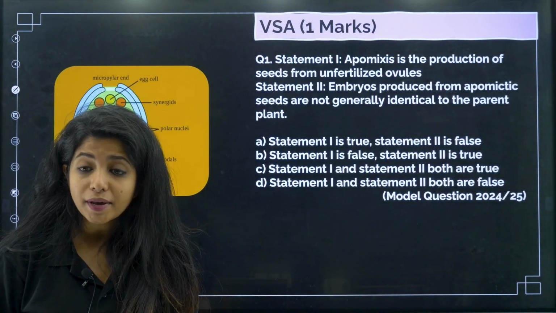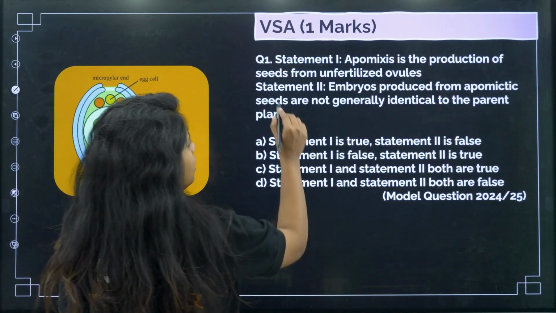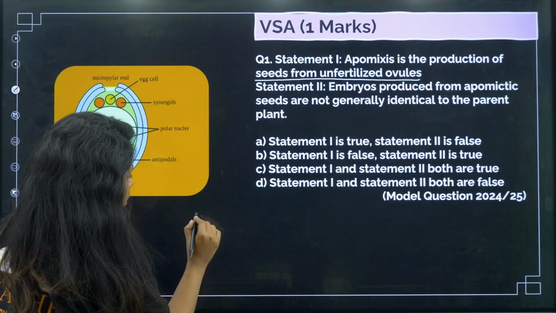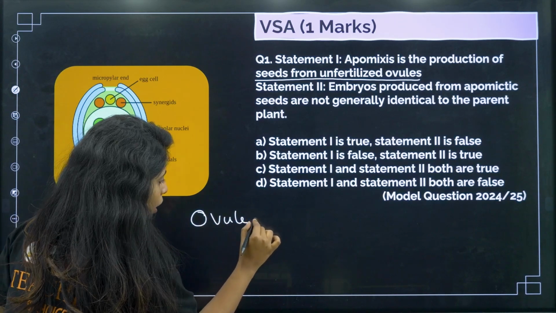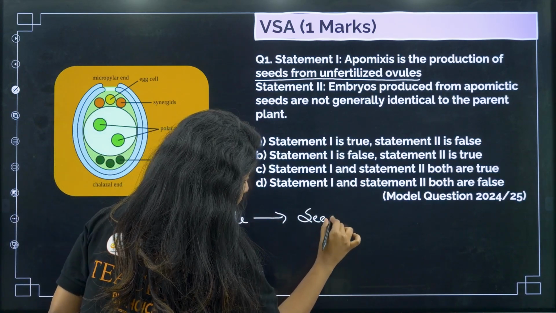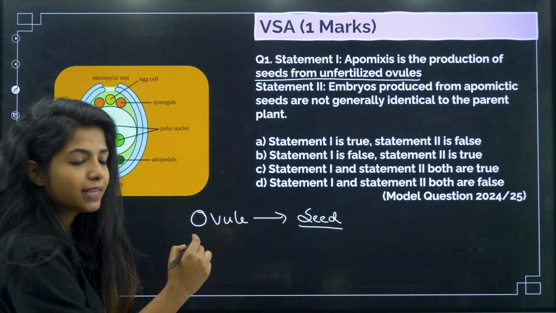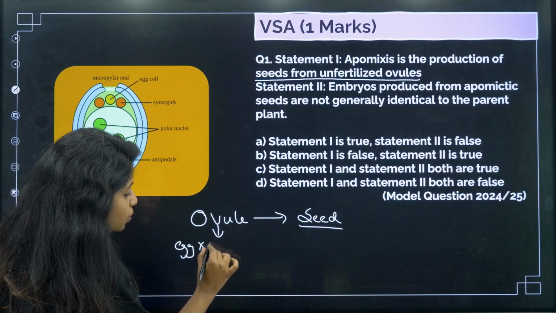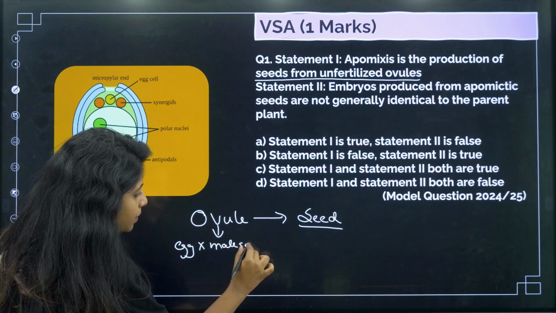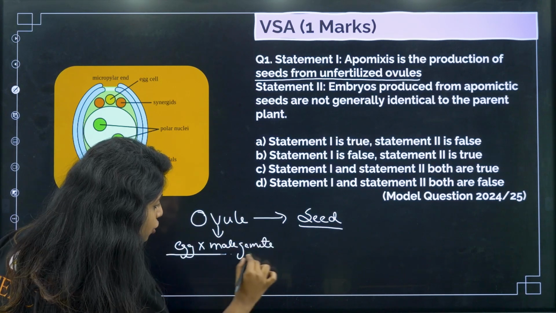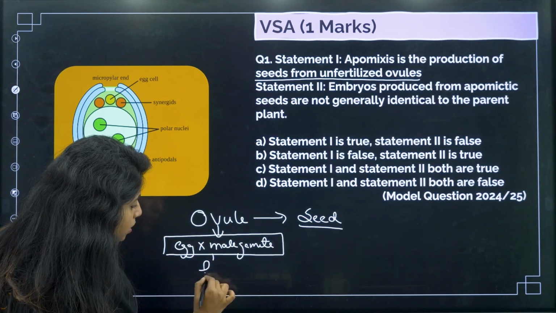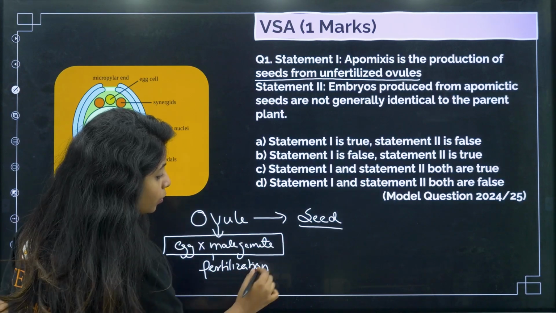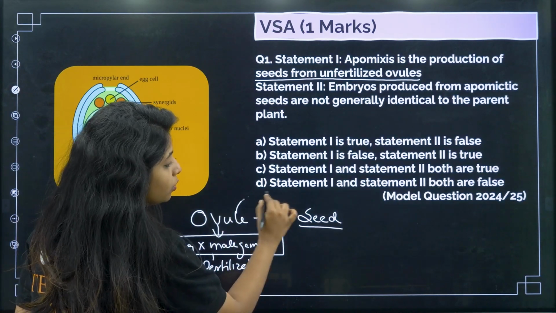Statement 1 says, apomixis is the production of seeds from unfertilized ovules. So children, suppose this is an ovule. The ovule will be known as a seed when, inside the ovule, the egg fuses with the male gamete. When this process has happened, what do you call it? You call this fertilization. And when this is happening, now you will call the ovule as what?